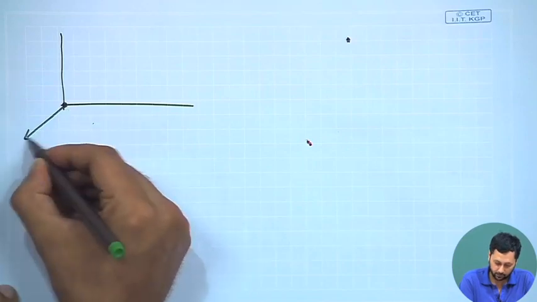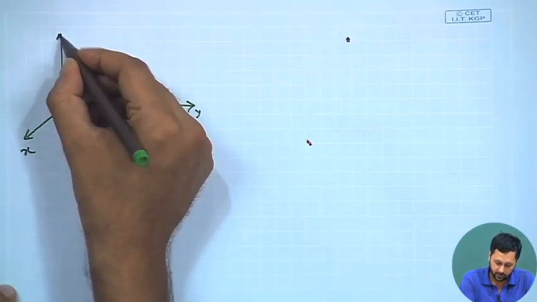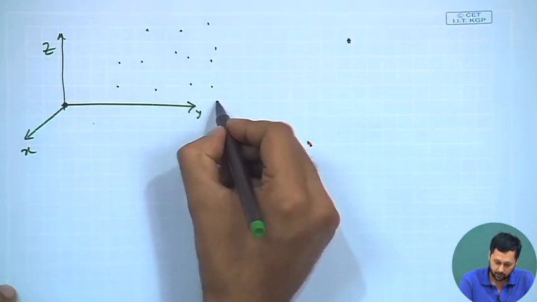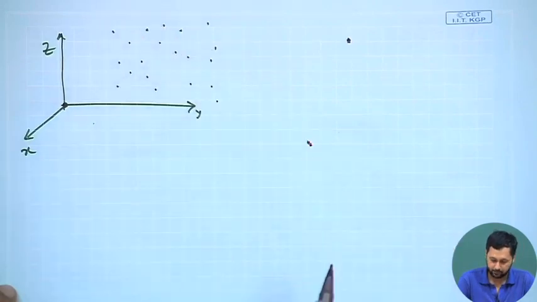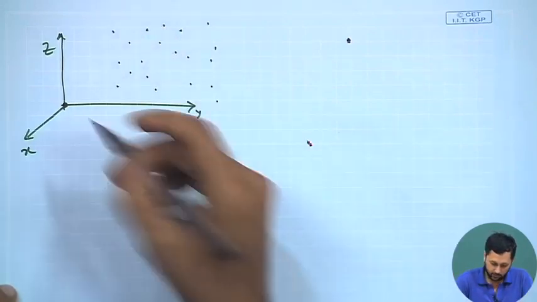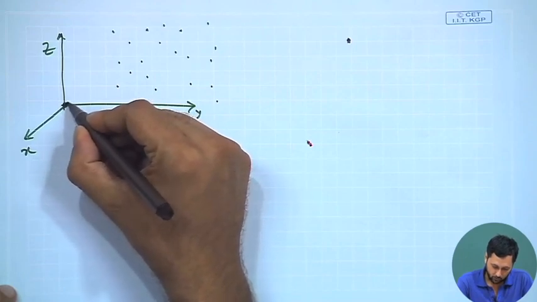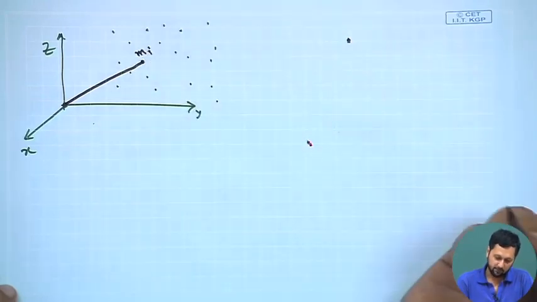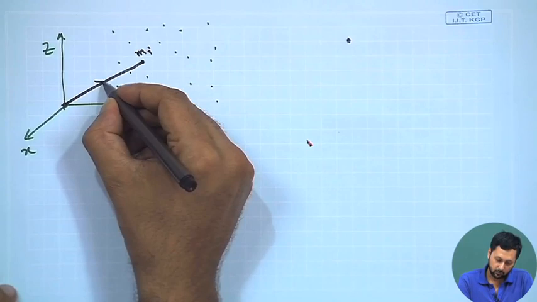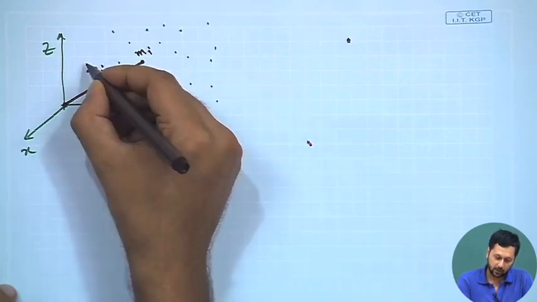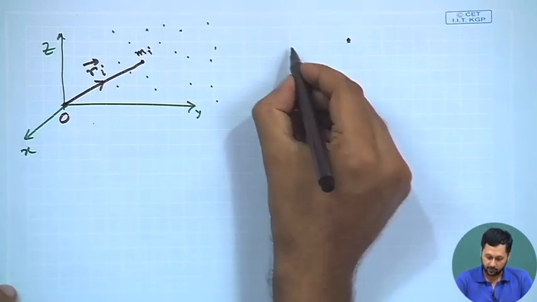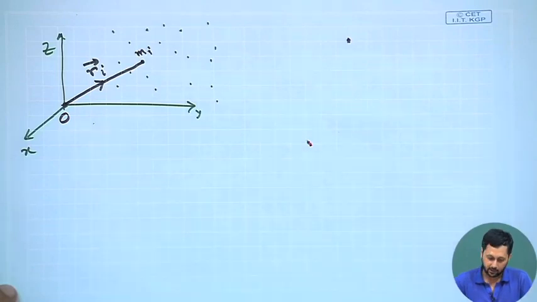This origin is arbitrary, so we just call it some x, y, z, and we have point masses in the system. What is important is that for any point mass, the mass of which is m_i, this is the ith point mass, we should know the position vector r_i with respect to this arbitrary origin O. So, the ith point mass has a mass of m_i and a radius vector of r_i.